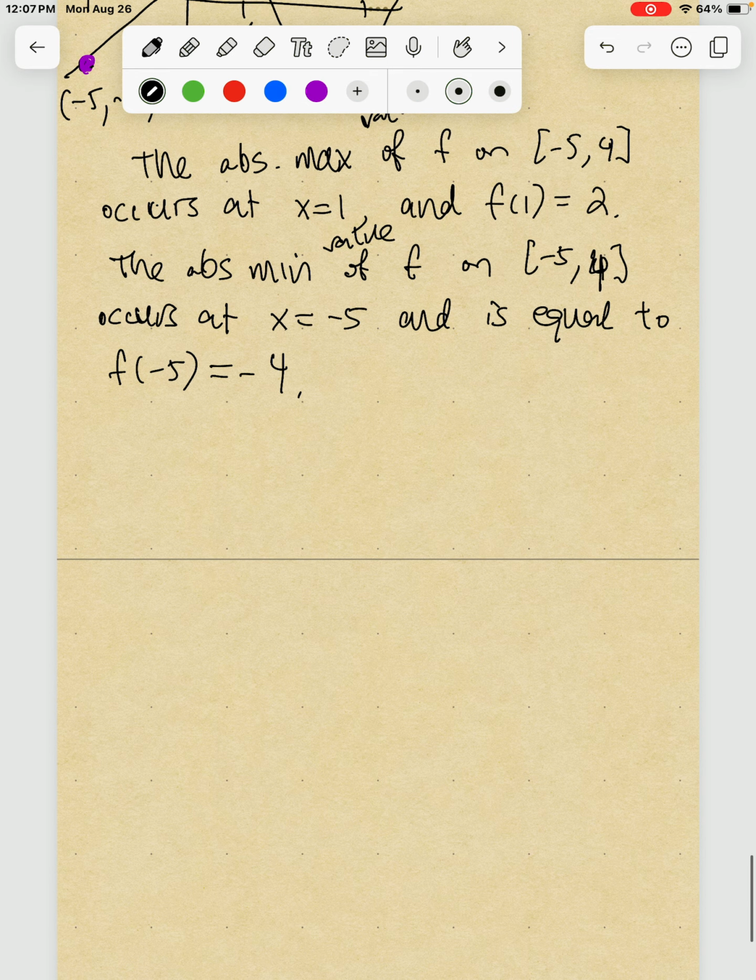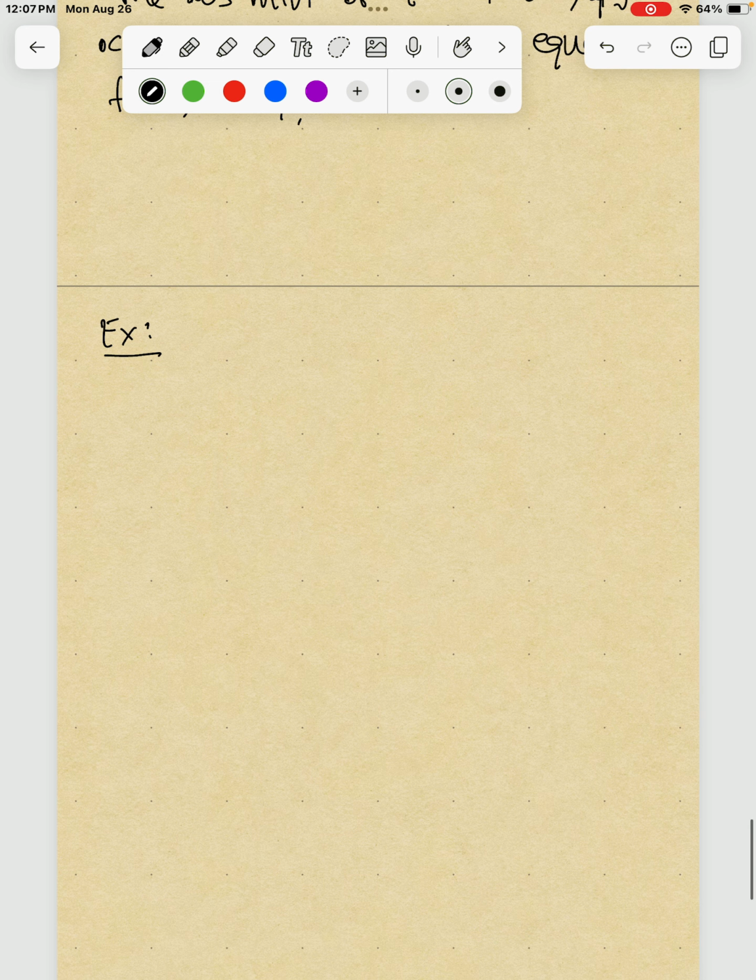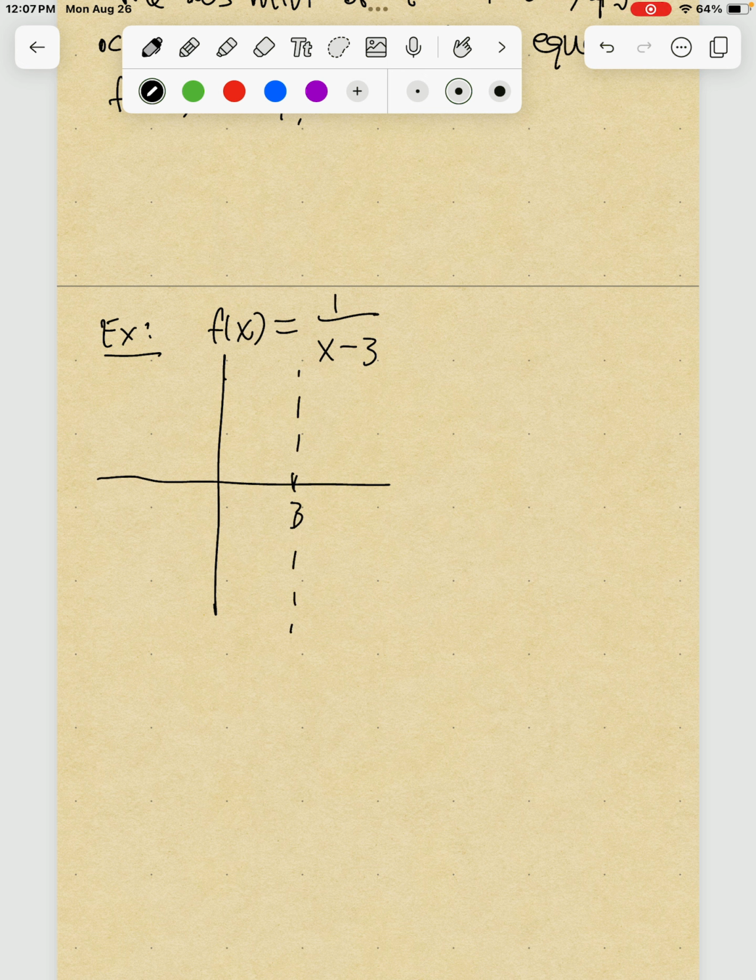Okay, one more example, and then we'll take a look at absolute max and mins on the whole real number line. So let's look at another example of a function with an asymptote. We basically already did this example before, so you have a vertical asymptote at x equals 3, and it looks like this, right? It's just 1 over x shifted by 3 to the right. So it looks like this, and let's say that you have the closed interval from 1 to 5.